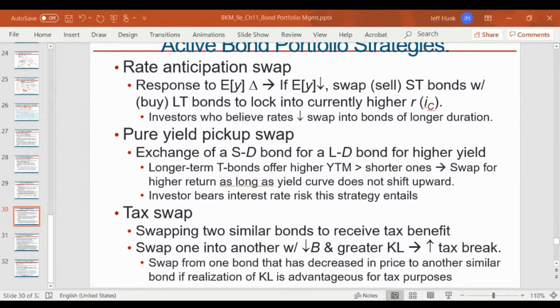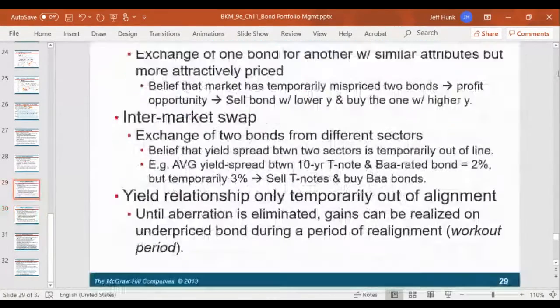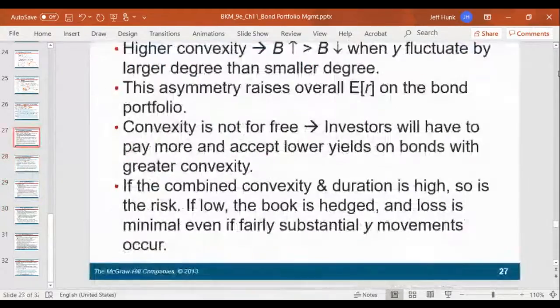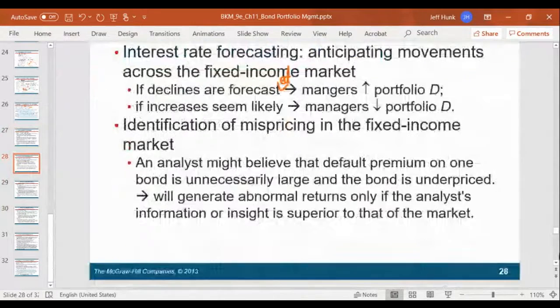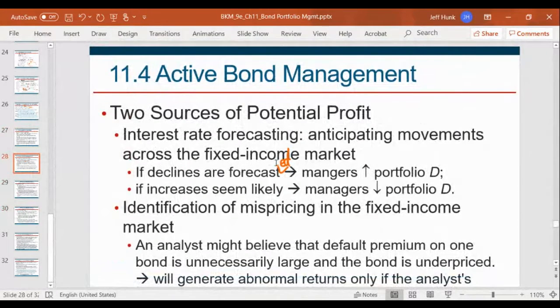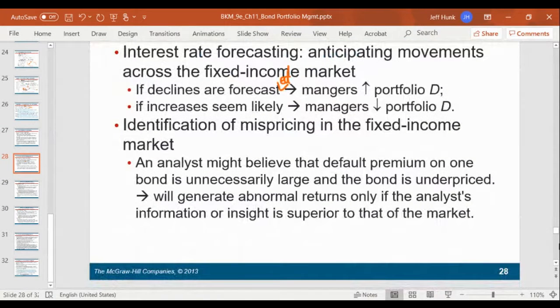Now, in our last video, we started discussing the active bond portfolio management strategies. We basically talked about two sources of potential profit. One is mispricing, and the other one is interest rate forecasting.